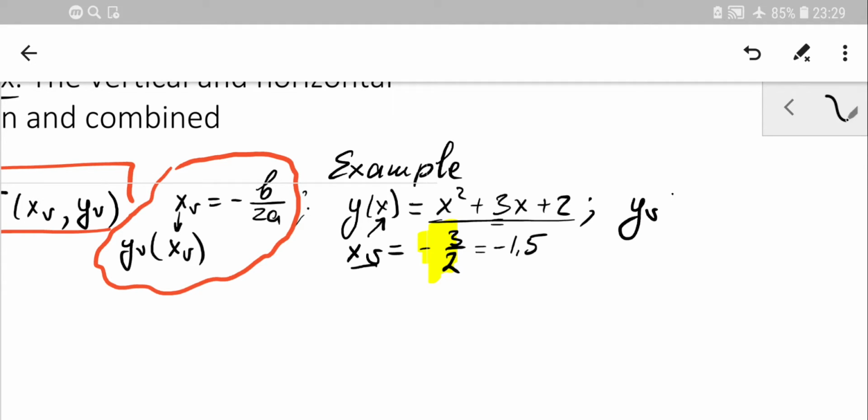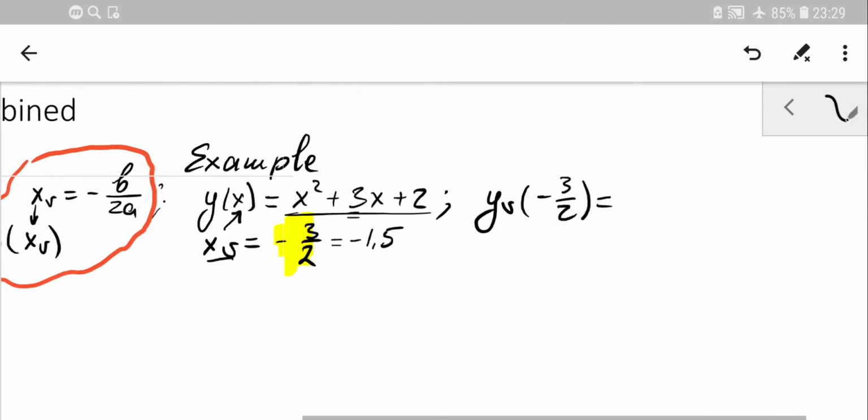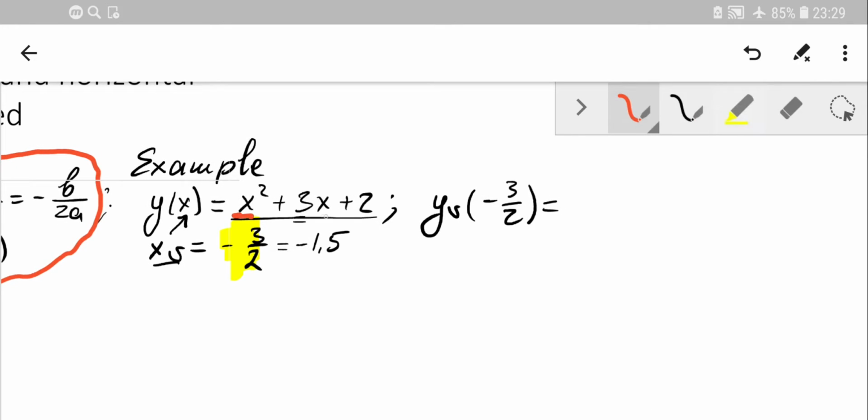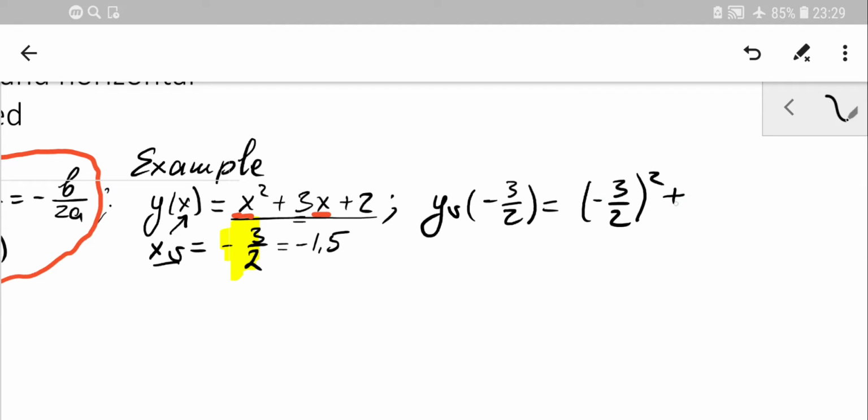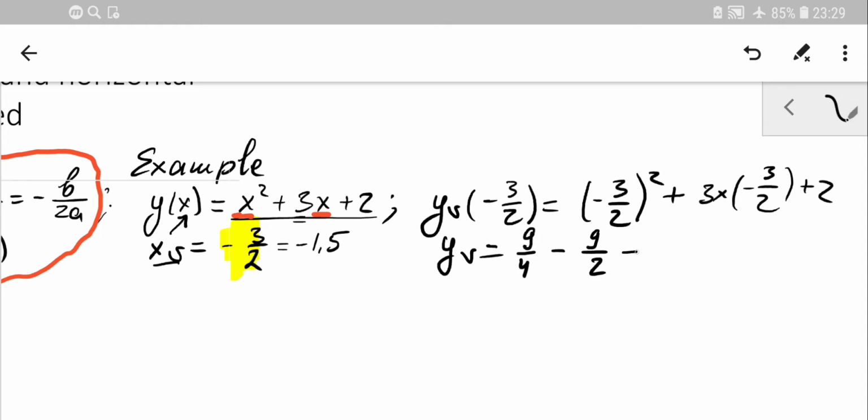So y vertex is simply the y value at negative 3 over 2. Wherever x stays, just plug in your value negative 3 over 2. All right, first is negative 3 over 2 squared. Then I add 3 times, again, negative 3 over 2. And finally I add 2. If I calculate that, I'll get the following. y vertex is 9 over 4, then 3 times negative 3 is negative 9 over 2, and plus 2.